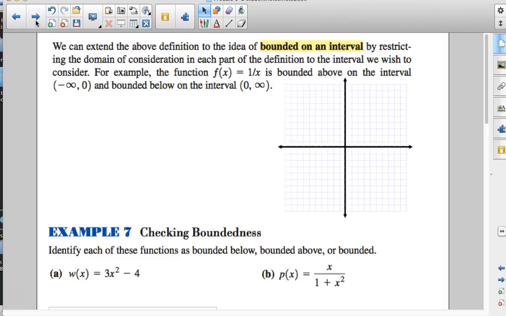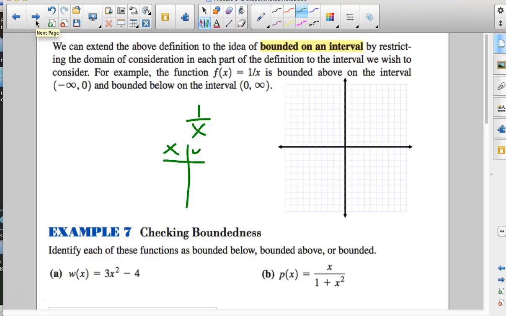So for example, the function f of x equals 1 over x is bounded above on the interval from negative infinity to 0. Well, we better see that. We see the division. We're thinking hyperbola. And we're looking around saying, well, do we have a vertical asymptote here? Do we? Is there a bad number? 0.